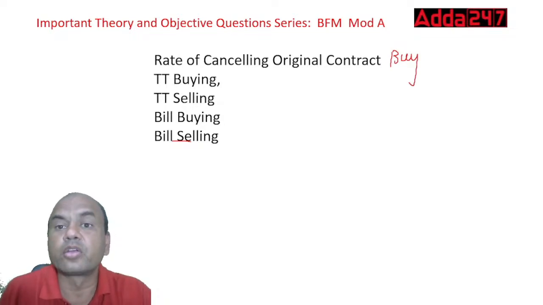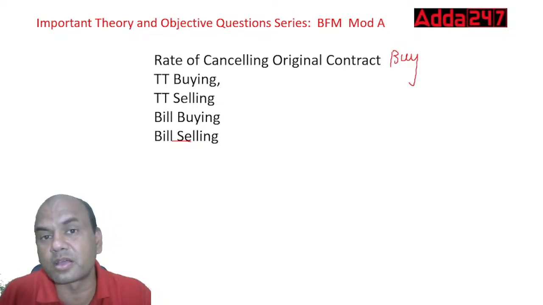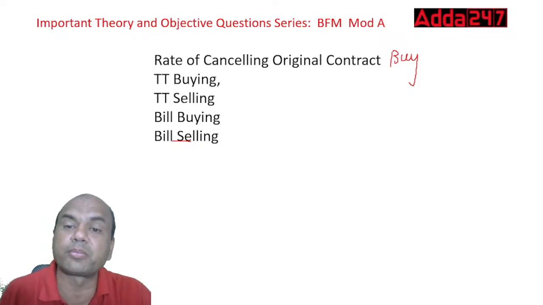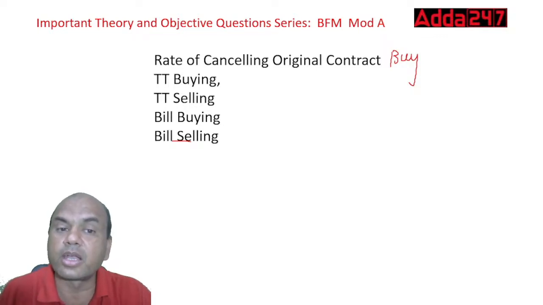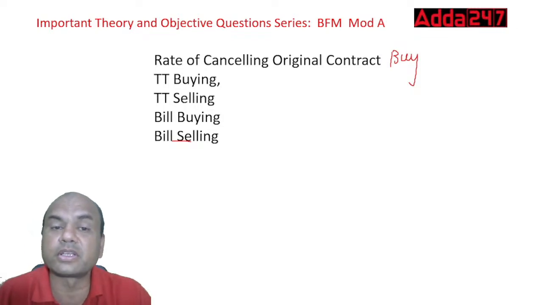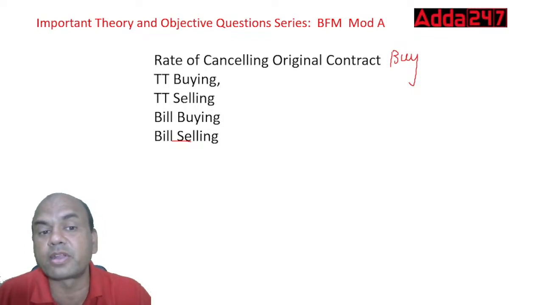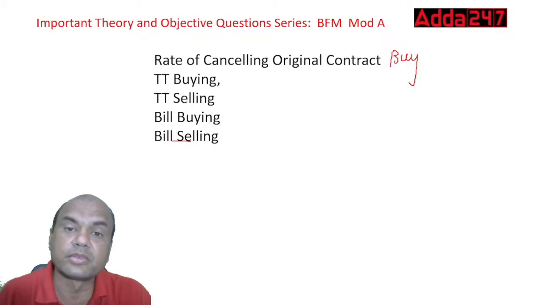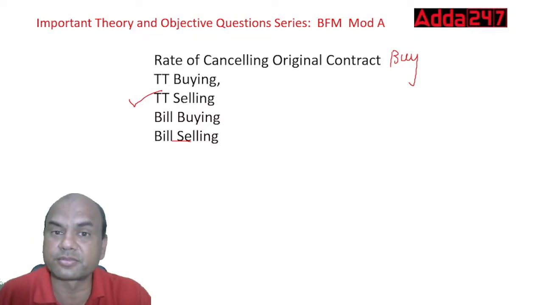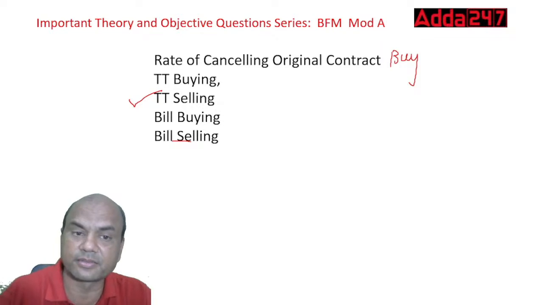Okay. So if I have purchased this dollar earlier, I might have purchased it at either bill buying or TT buying, depending on what type of transaction it was. If it was a spot transaction, I might have done it at TT buying. If it was a bill transaction, I might have done it at the bill buying rate. But cancelling is always done at the same rate, that is known as TT selling. Cancelling here means reversing that transaction. So that will always be done at TT selling.